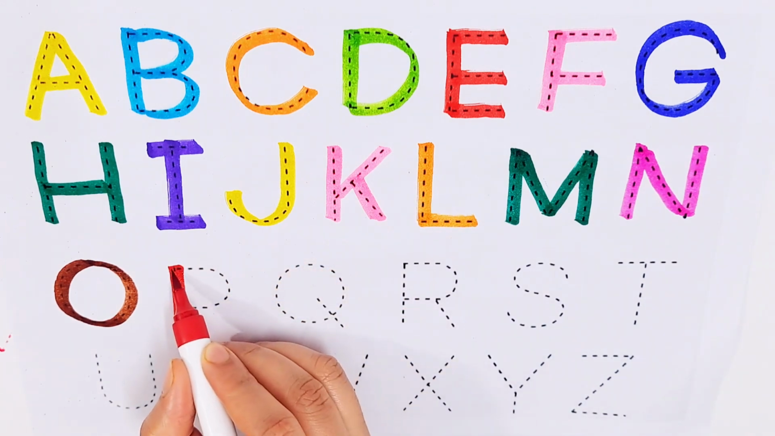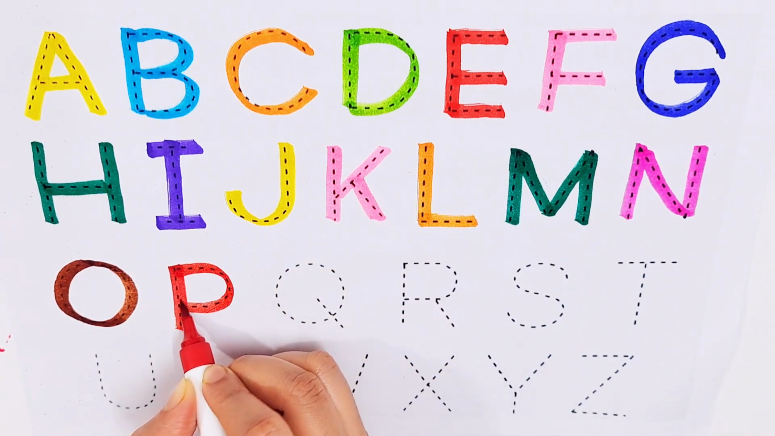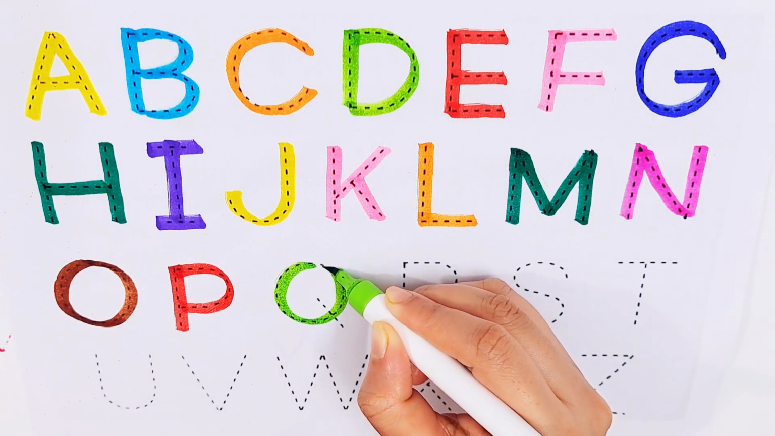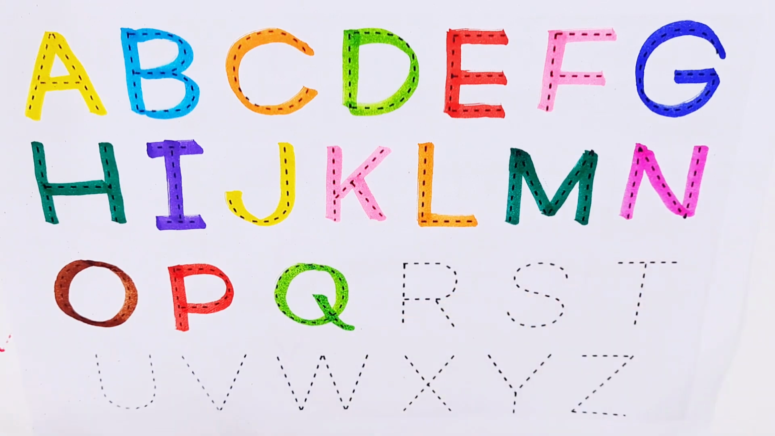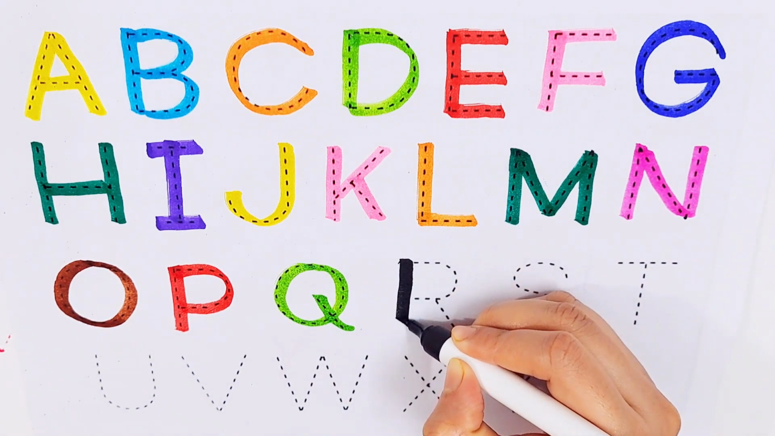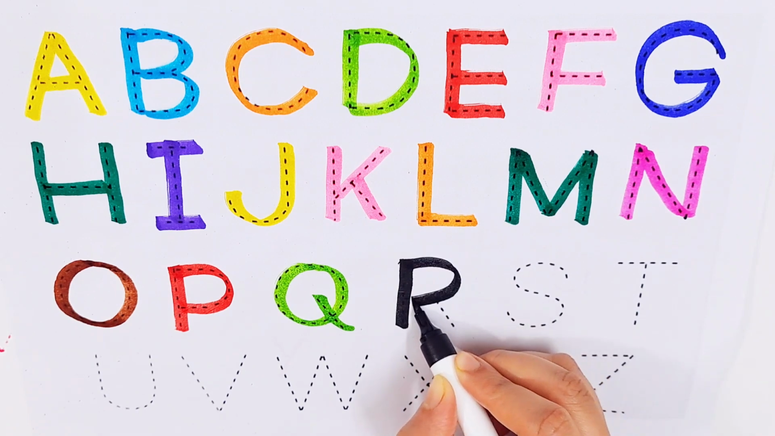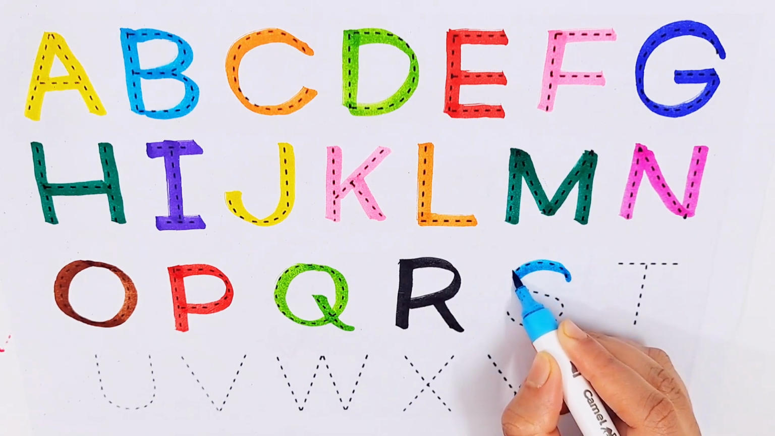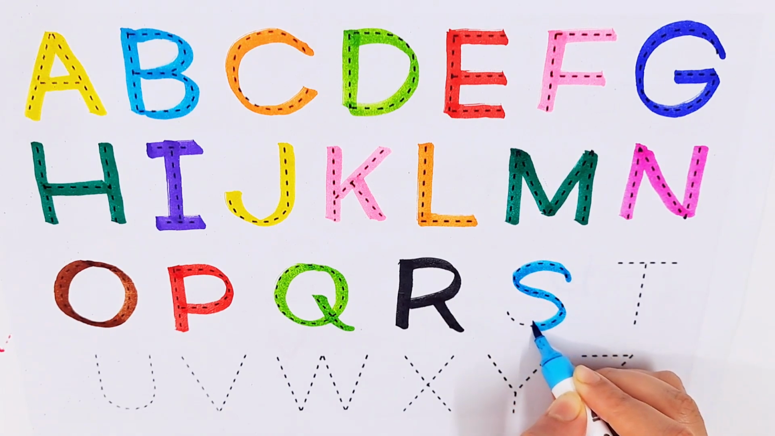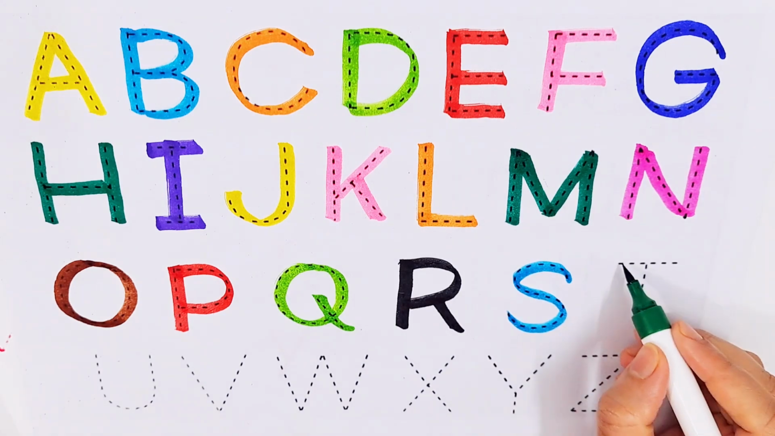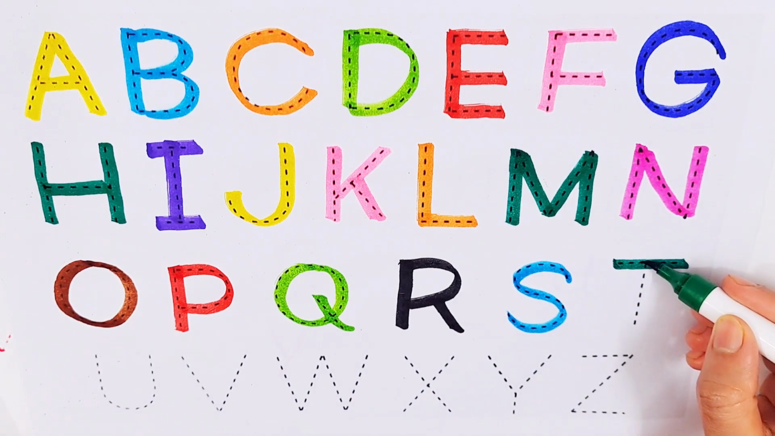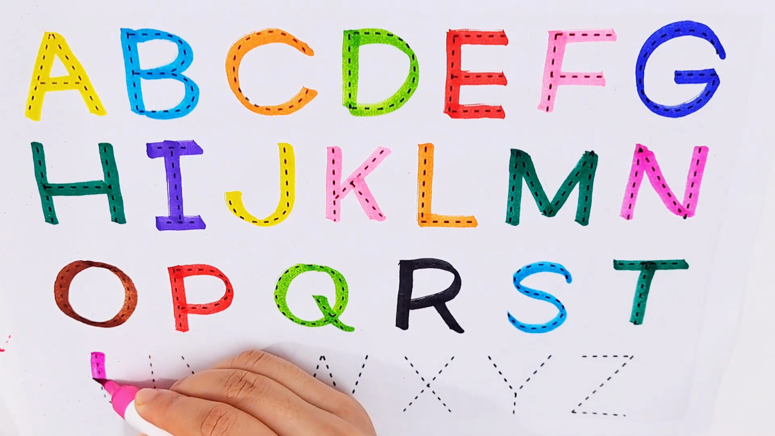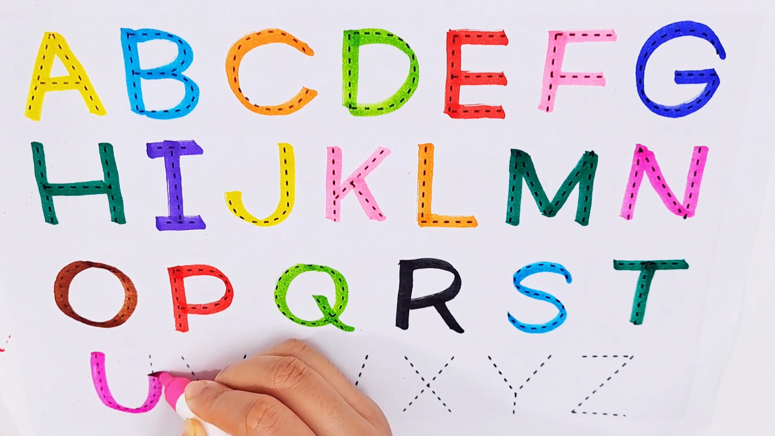P. P for princess. Q. Q for question. R. R for ring. S. S for sheep. T. T for toy. U. U for uniform.